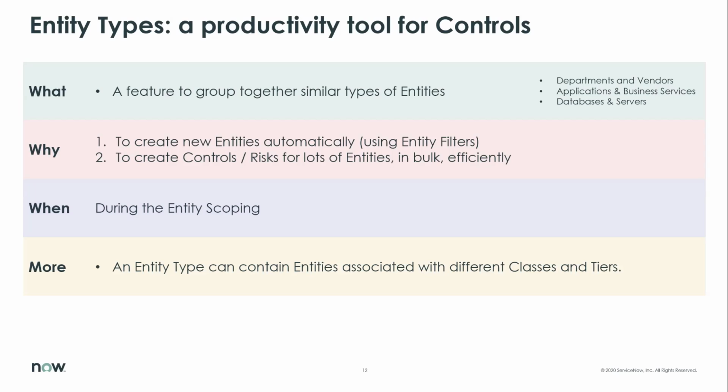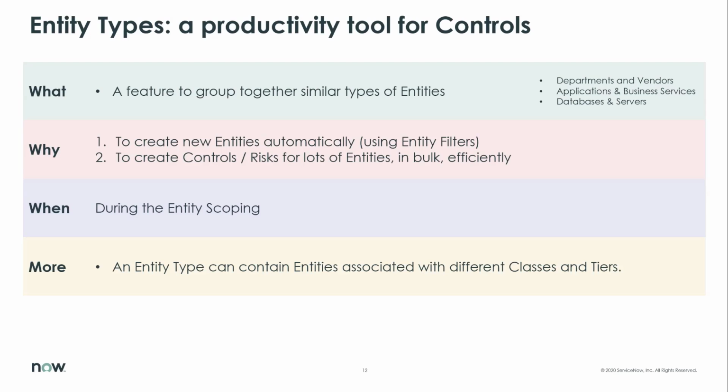You want to use entity types to automate your workflows. For example, when creating a new entity, and by creating entity filters, we will be able to create entities automatically, which will get associated with risks or control statements, and the association happens there. This is a tool that you want to use during your entity scoping exercise. And here is an interesting preview of what is coming in the next slides. Entity types can contain filters that will belong to more than one class or entities of different tiers. All right, this is great.